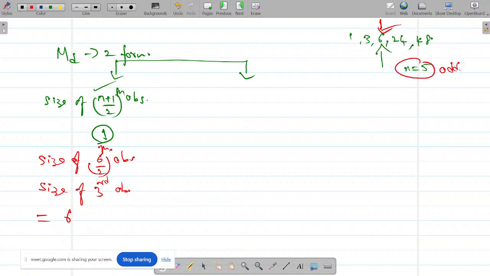You know odd number and even number? Multiple of 2, even number. If it is not a multiple of 2, odd number. So whenever you find that n is odd, we use this formula.